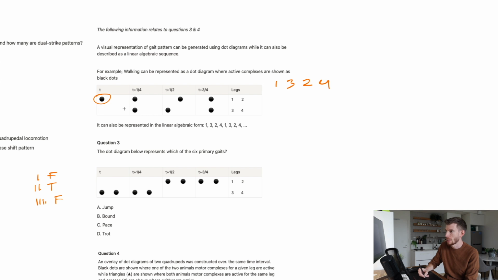So 1, then 3 comes in. Remember, this is only a quarter of a second has passed, so the first one would still be active at that point. And then after that, the 3 is trailing, and then we have 2 comes in. And then finally 4 comes in with 2 trailing, like that. So there we go. So this makes sense. It's literally just a different representation of the same information.